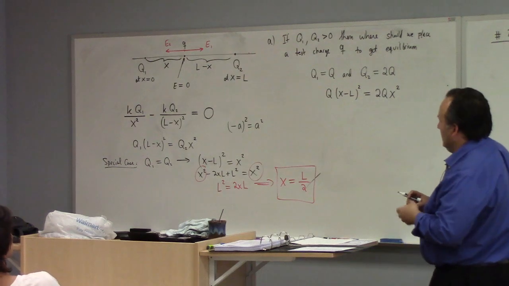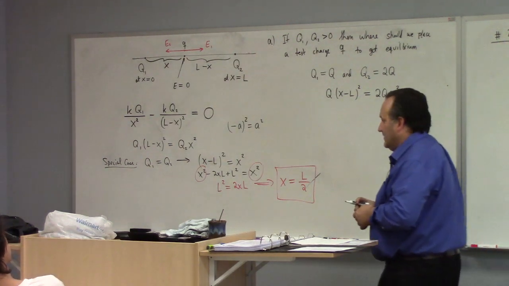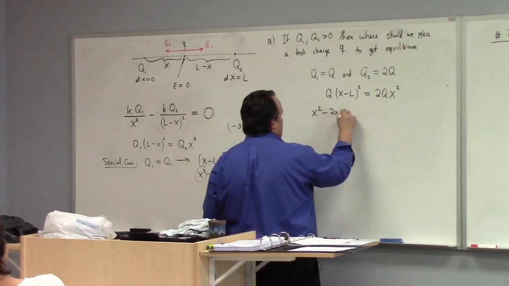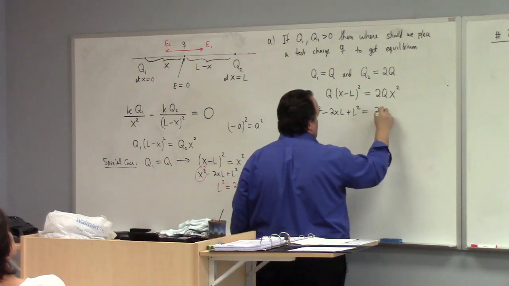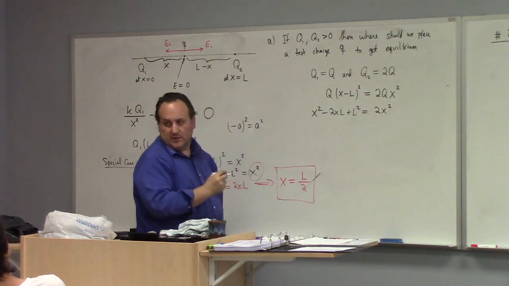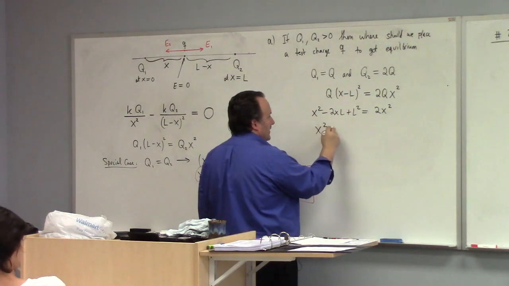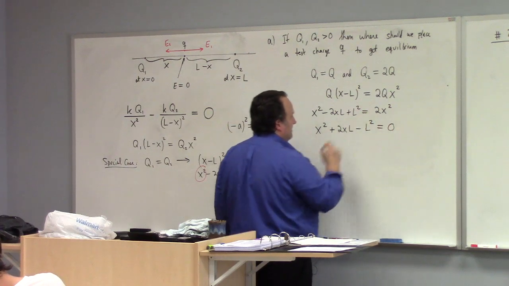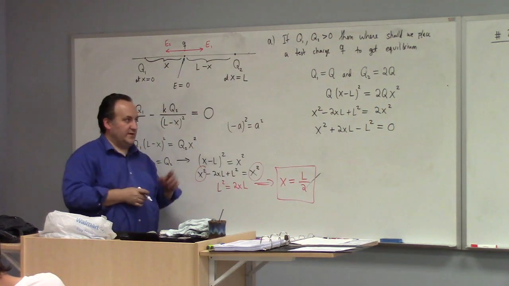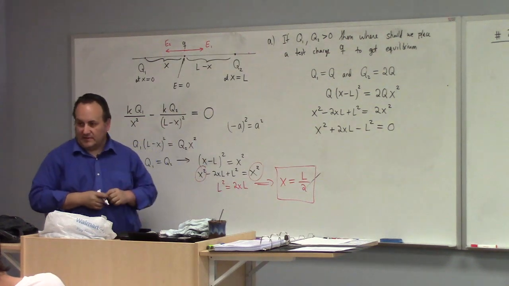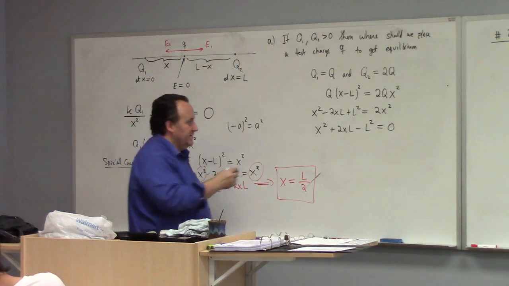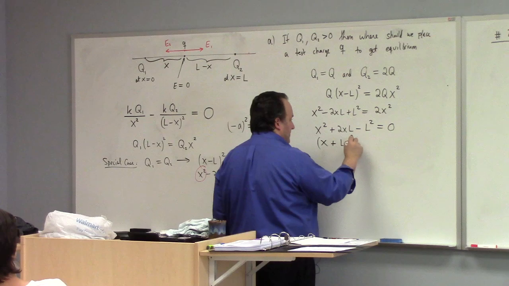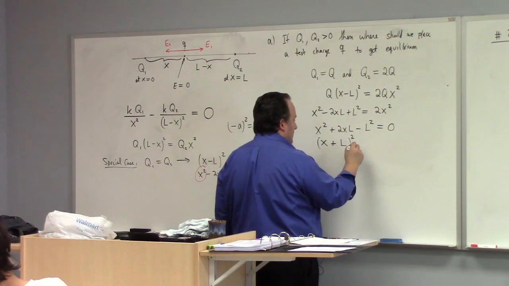Then I got to solve this quadratic equation, but we can solve it. Cancel the q's. You've got x squared minus 2xL plus L squared equals 2x squared, which gives us x squared plus 2xL minus L squared equals 0, where I just subtracted everything to the other side. Now I'll complete the square. So (x plus L) squared. Whoa.